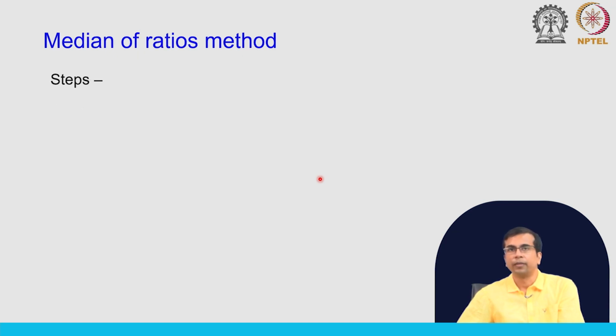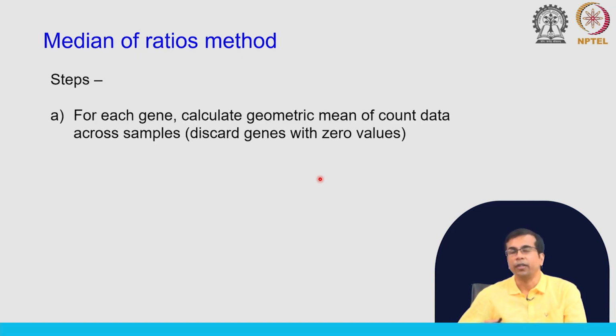Okay. So, what are the steps here for this method? So, for each gene we have to first calculate geometric mean of count data across samples, right. So, this is a between sample normalization. So, we are looking at count data for each gene across samples and then we calculate the geometric mean. Okay.